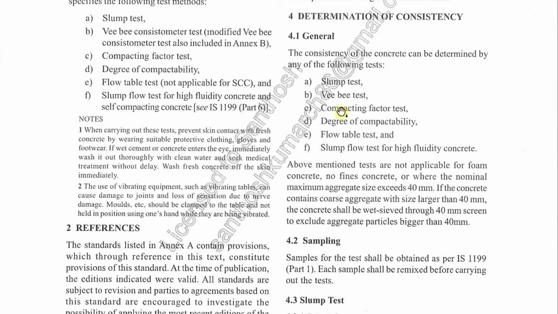As you can see here, the slump test cannot be used where the nominal maximum aggregate size exceeds 40 mm. So if the concrete contains coarse aggregate with size larger than 40 mm, the concrete shall be wet sieved through a 40 mm screen to exclude aggregate particles bigger than 40 mm.